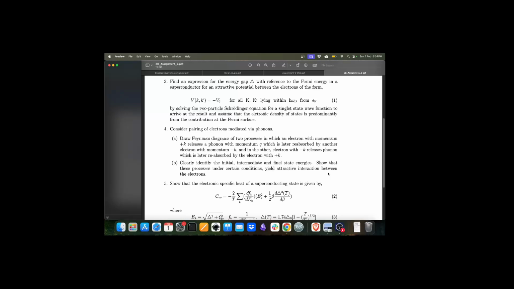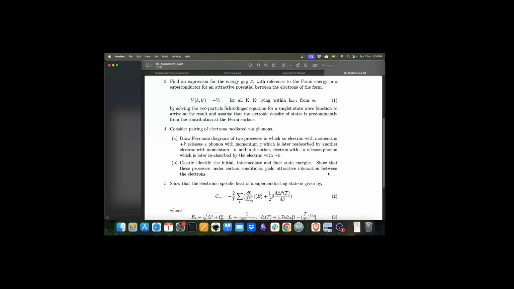Okay, so this is the question. It says draw Feynman diagrams of two processes in which an electron with momentum plus k releases a phonon with momentum q, which is later reabsorbed by another electron with momentum minus k. Okay, so this is the first part of the question, and then there is another part.